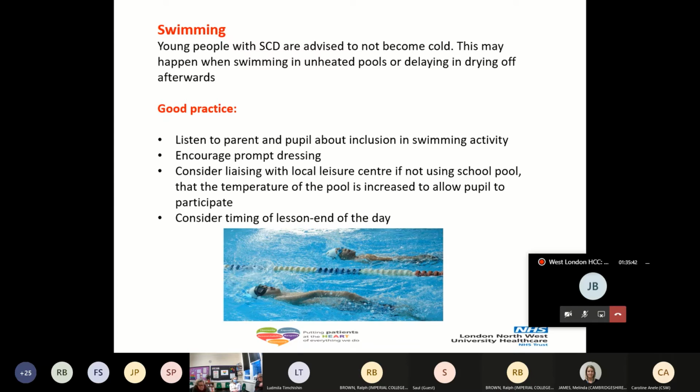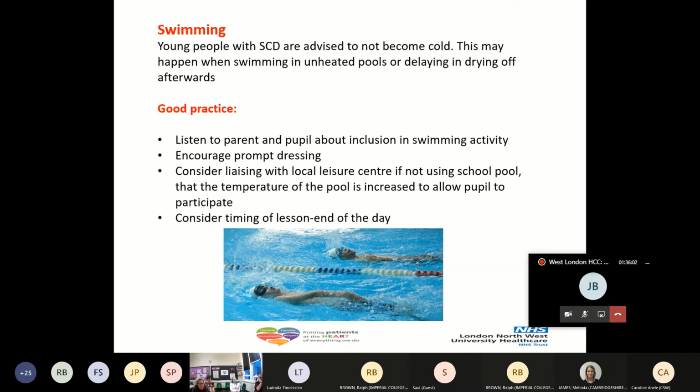Some schools have liaised with their local leisure centres, because I'm very mindful that not many schools have their own swimming pools these days, and some leisure centres have been able to increase the temperature of the water in the pool to allow the child with sickle cell disease to participate.